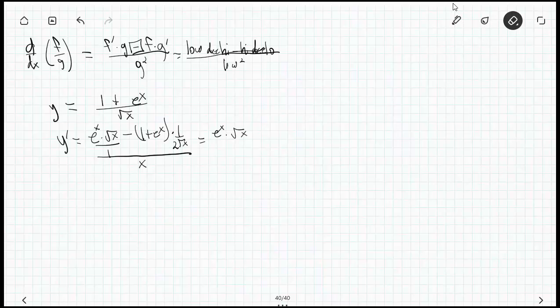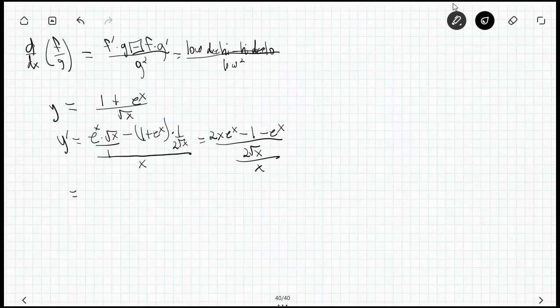So what I would get is, let's make this pretty, 2 root x over here. I'd have to multiply the top by 2 root x, which would give me 2x e to the x minus 1 minus e to the x. The whole thing would be over 2 root x, and then the whole thing would be over x.